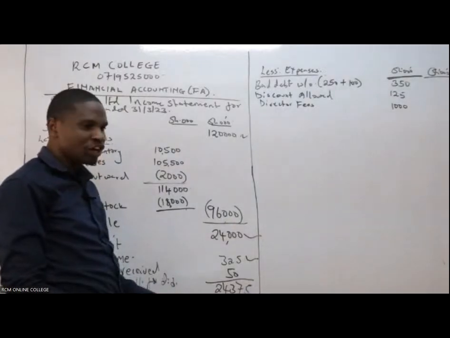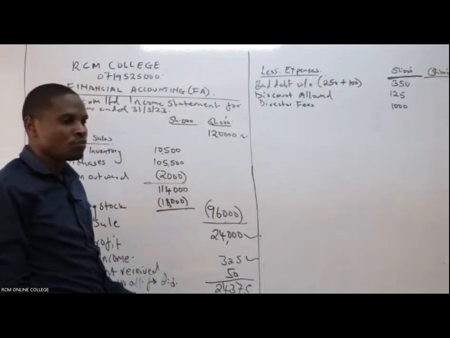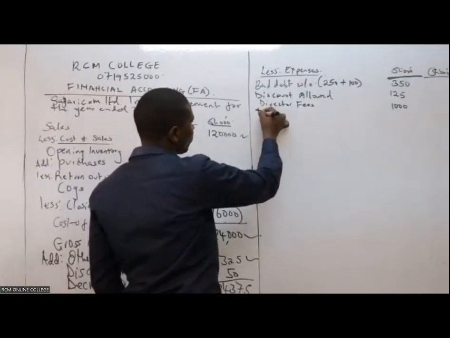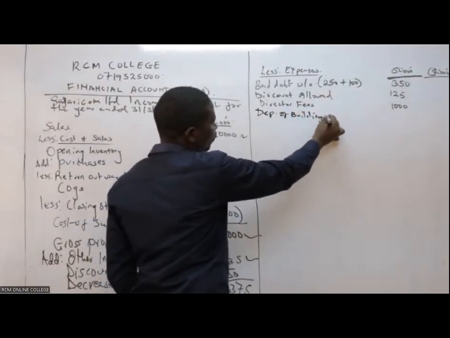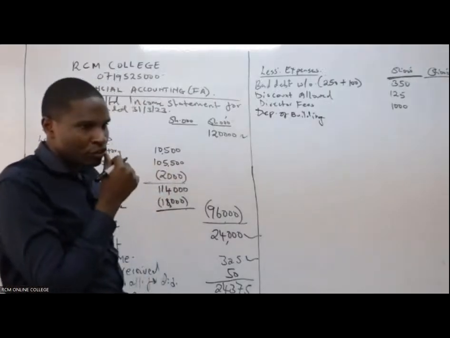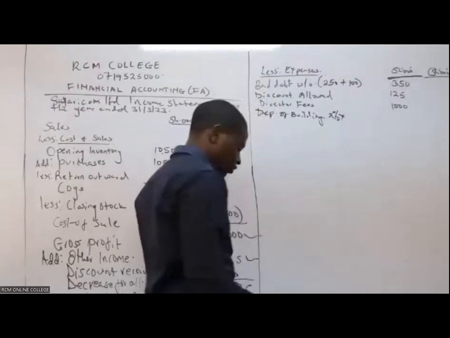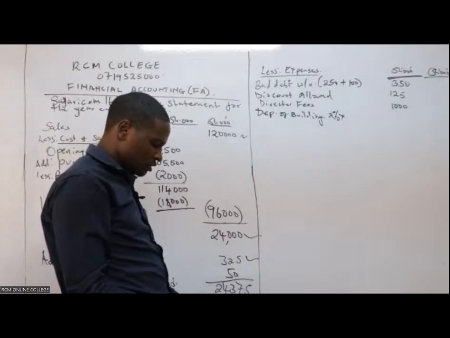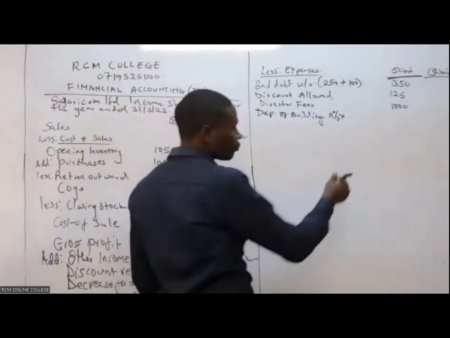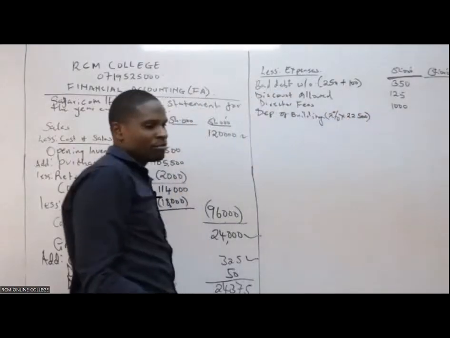Now we can check the depreciations. Maybe you can start with the depreciation of building. If you look at additional information, we are told that the building depreciation rate is 2% at cost. Cost of our building is 22,500. So just give me 2% of that.